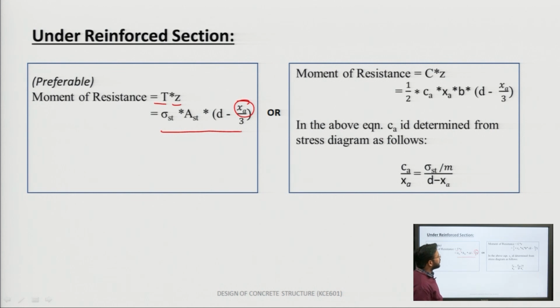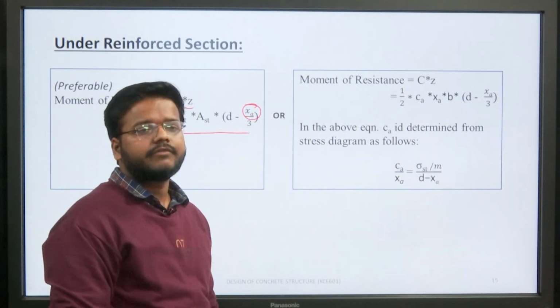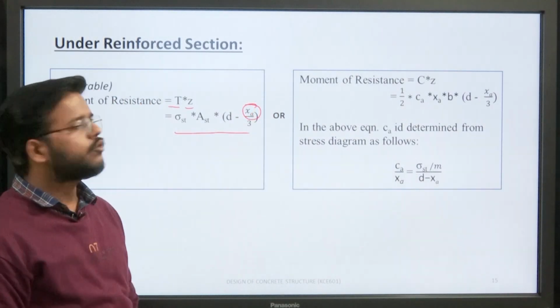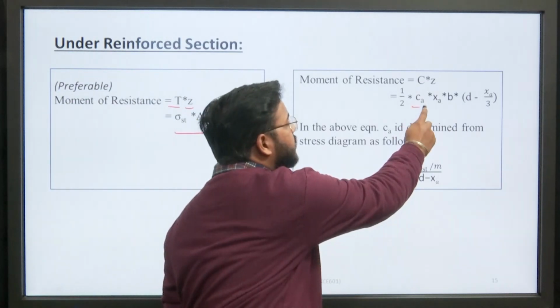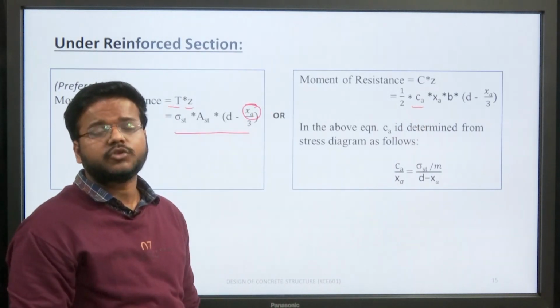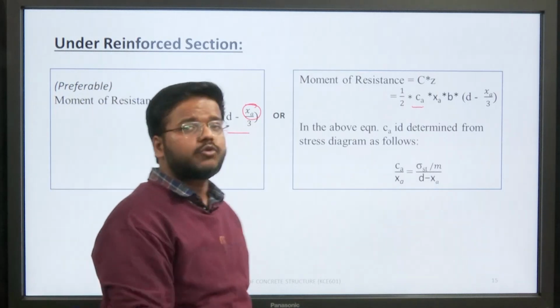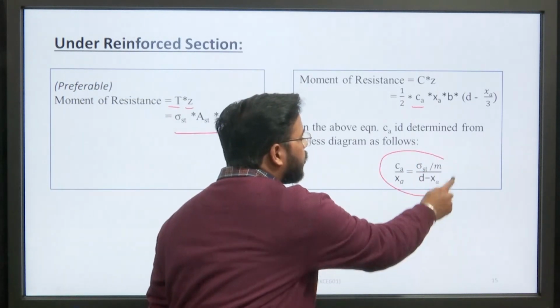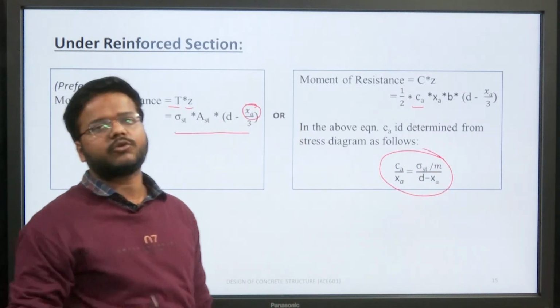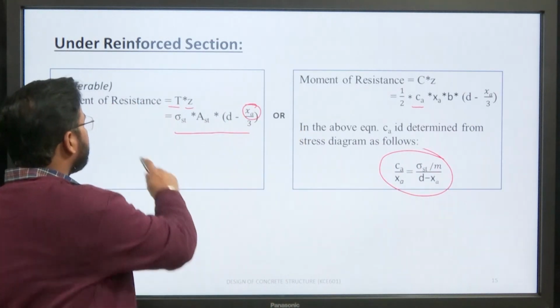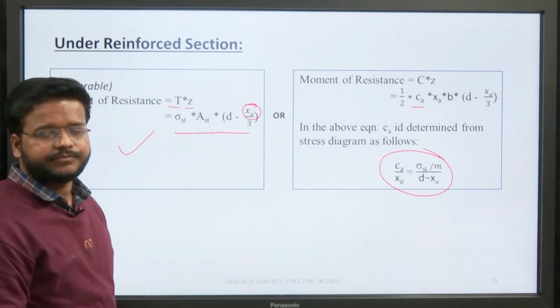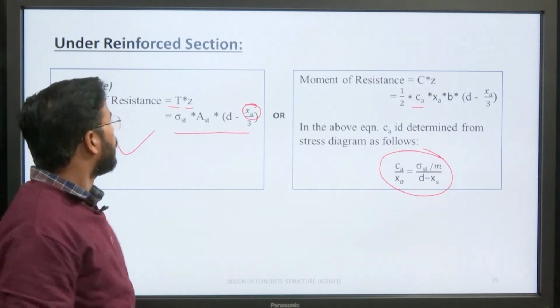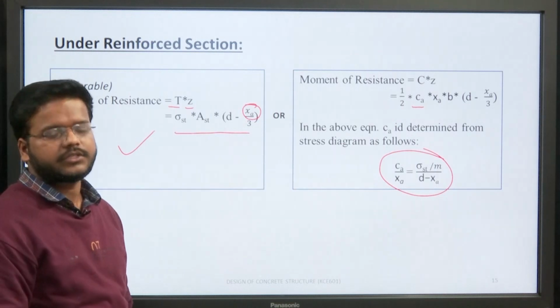We can also calculate the moment of resistance with the value of the compressive force, but we try to avoid it because the value of Ca, basically the compressive force, is not equal to sigma CBC. So we have to calculate it from the stress diagram. One more equation is added to the calculation, which means the calculation increases. So that's why we prefer this equation for the calculation of moment of resistance in the under reinforced section.